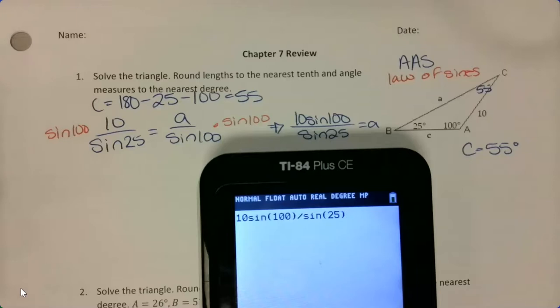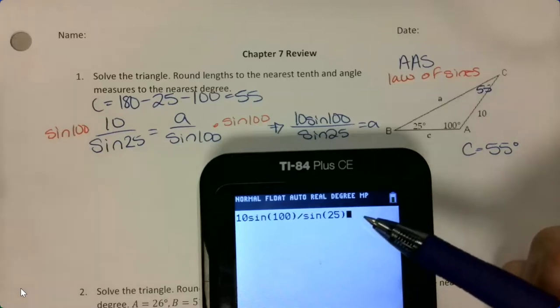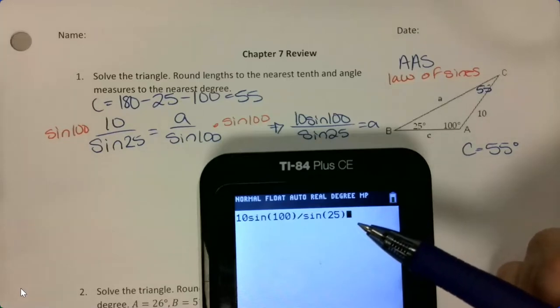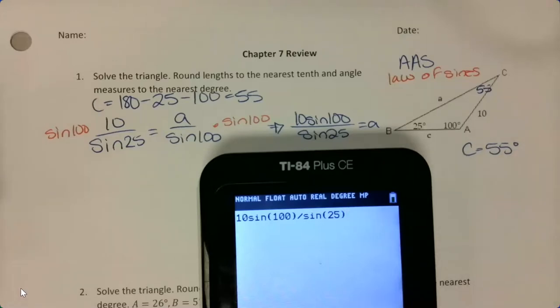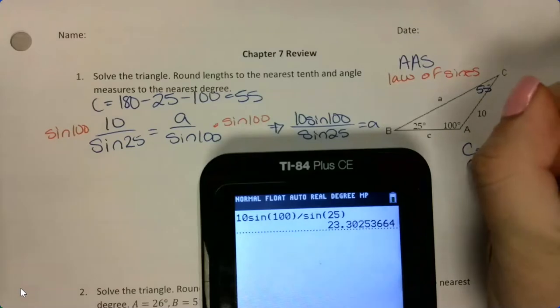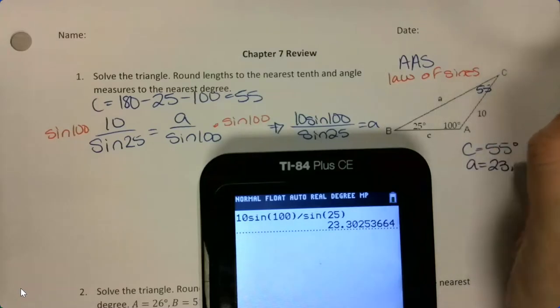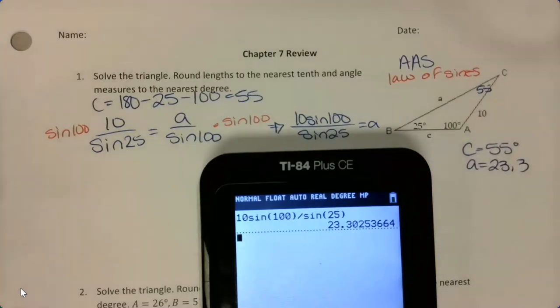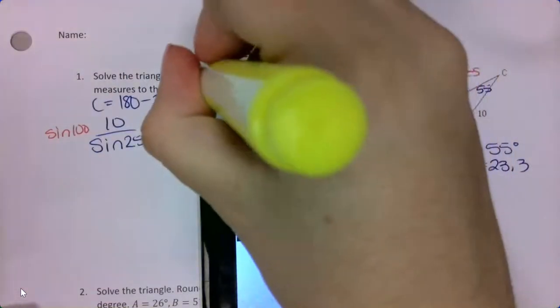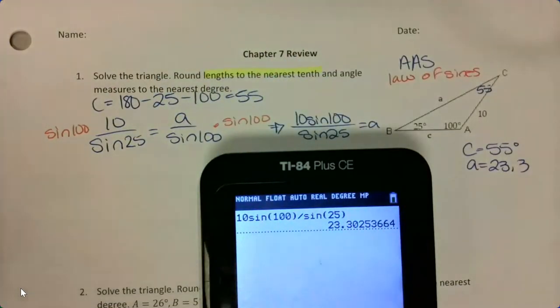This part I want to make sure I'm in degrees. So if I'm on a newer calculator, it will tell me. If I'm on an older calculator, I'll need to go mode and then make sure the word degree is highlighted. So this gives me 23.3. This is a side length, and the problem says to round side lengths to the nearest tenth. On the quiz, some people miss points because they just rounded to the nearest whole number for lengths. Angles are whole numbers, lengths are tenths.